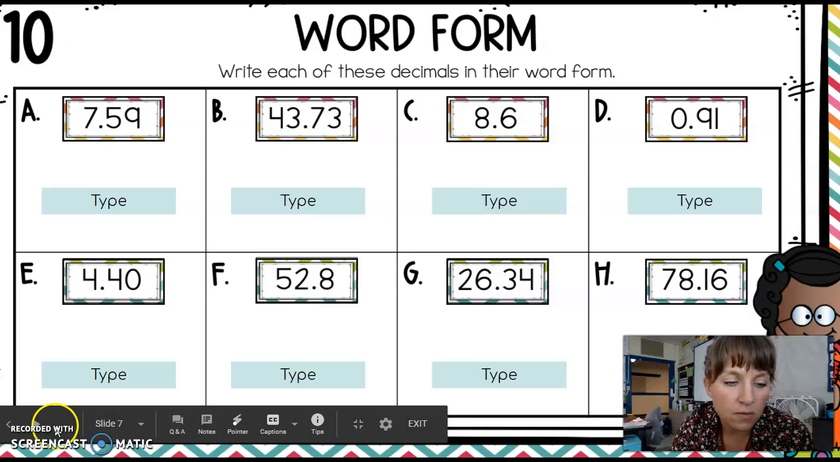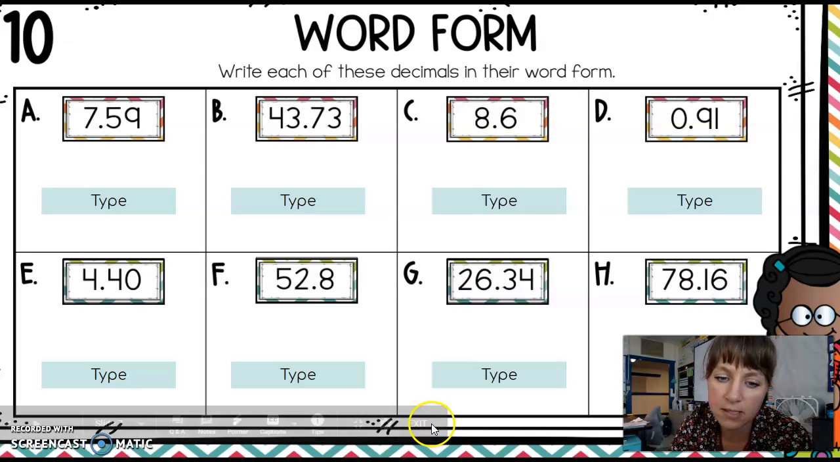And that is it. Those are the only slides that you have to do today. If you get finished with them, click turn in, and then you are more than free to play some of the games that I have attached also.